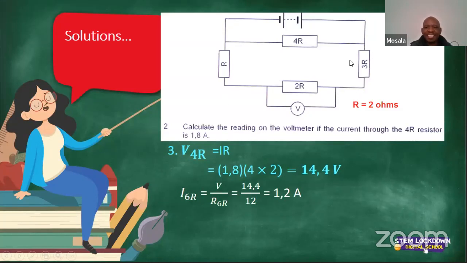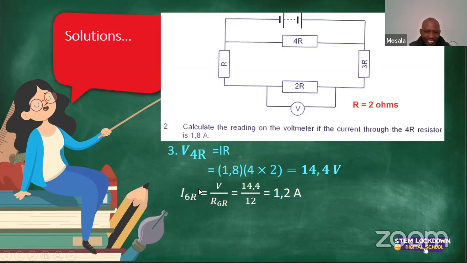Remember, the current in series resistors will be the same. So once we know how much has been shared between these three and this one, these three will have the same current because they are in series with each other. So we say 6R. Why are we saying 6R? 6R is this 3R plus 2R plus R, which will give you 6R.